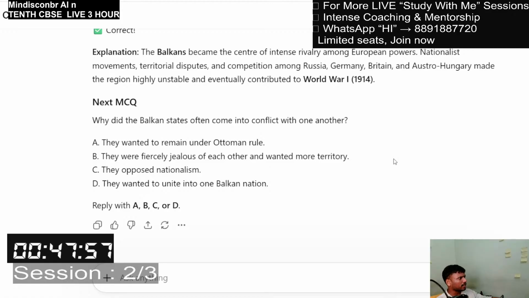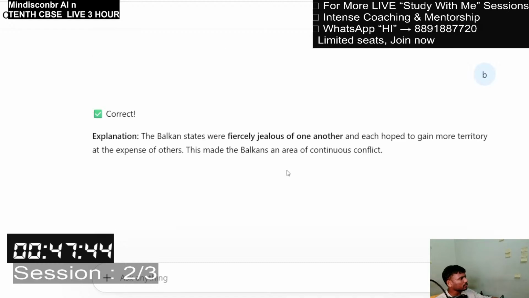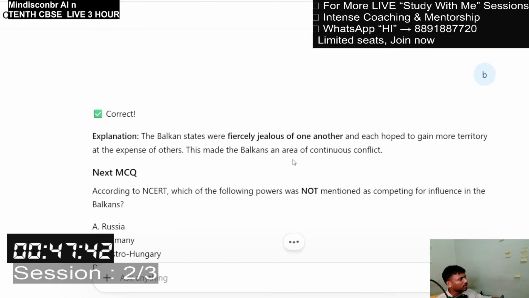Why did the Balkan states often come into conflict with one another? They were fiercely jealous of each other and wanted more territory. The Balkan states were fiercely jealous of one another and each hoped to gain more territory at the expense of others. This made the Balkans an area of continuous conflict.